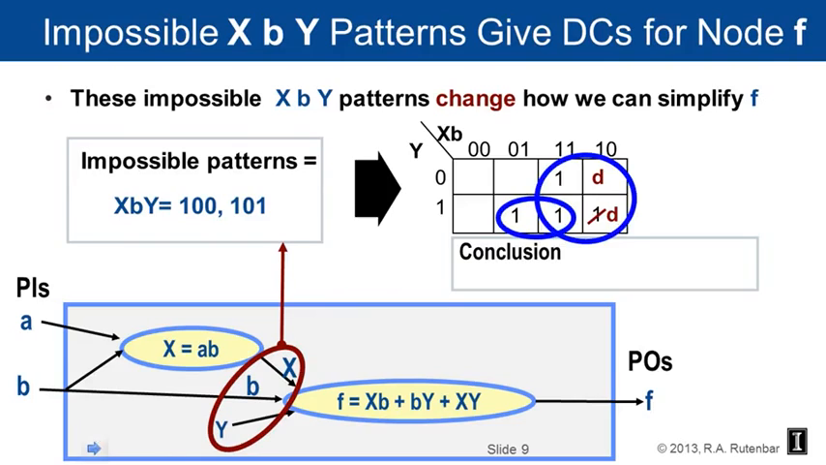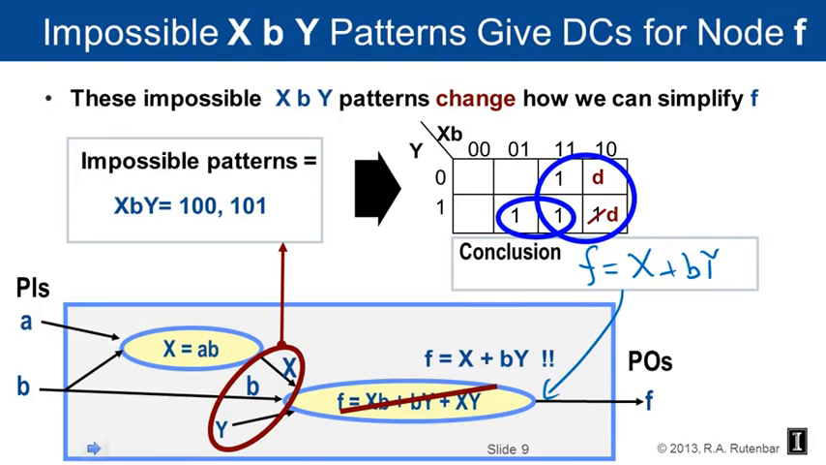I can circle this in what I think is a nicer solution. If I'm going to write the function now, I have that the function is equal to x plus by. And that's simpler than xb plus by plus xy. And so it looks like I've saved something. So I can actually simplify this network. It is no longer xb plus by plus xy. It's now x plus by. It looks like I saved 3 literals. And I actually saved a product term. This is actually really good.